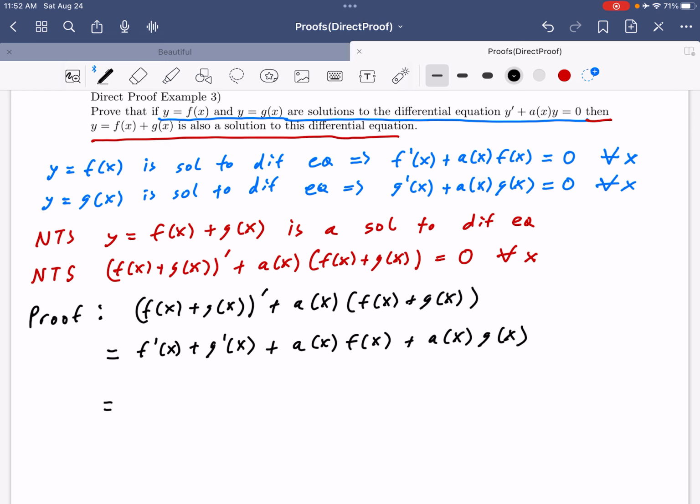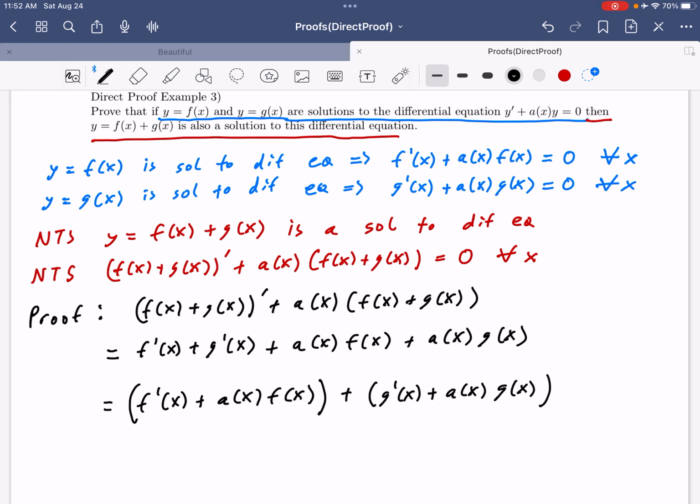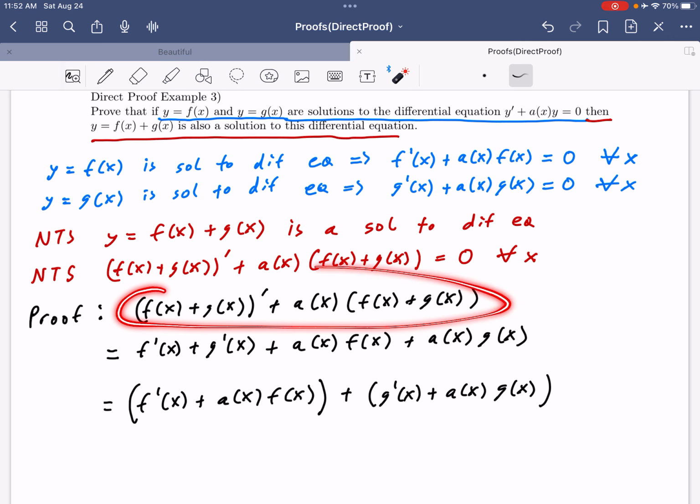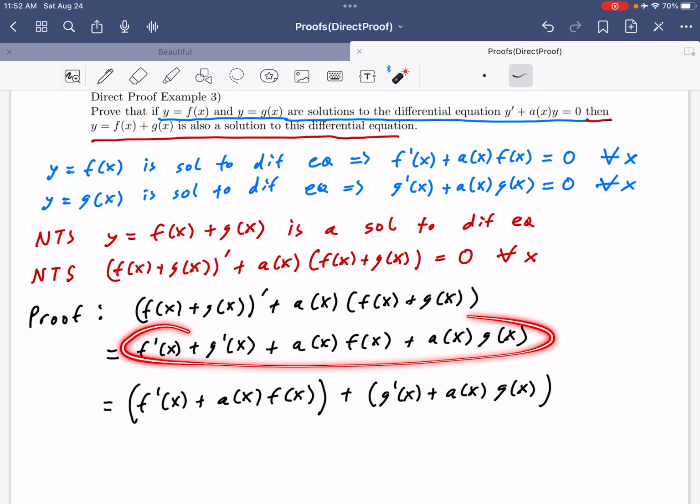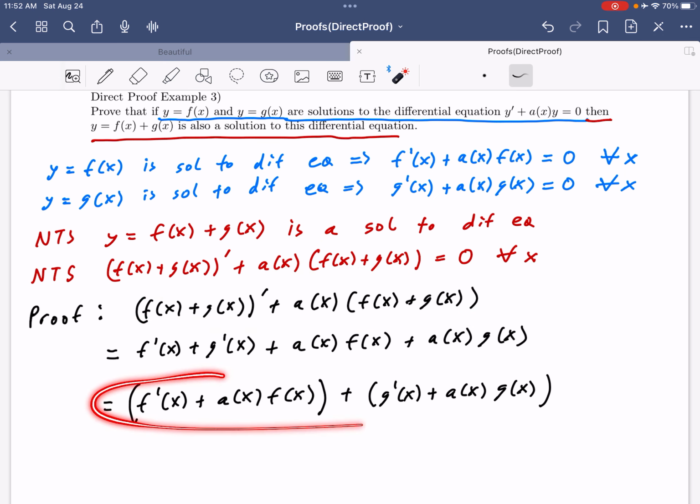Addition is commutative, so again, mathematical property, we can just go ahead and rearrange this stuff. F prime plus a of x, f of x. And let's just use some parentheses, unnecessary, but just for visual aid. And then g prime plus a of x, g of x. Okay, so we're saying that this is equivalent to this, which is equivalent to this.